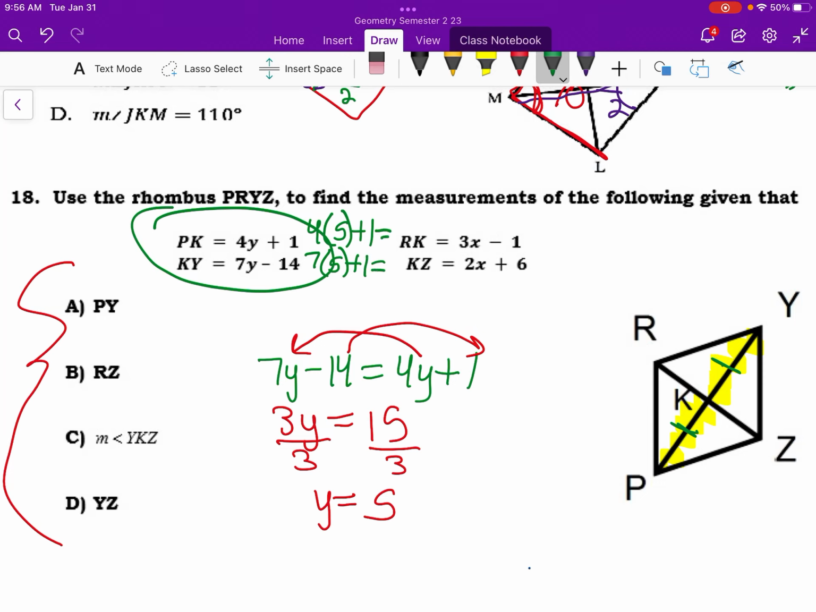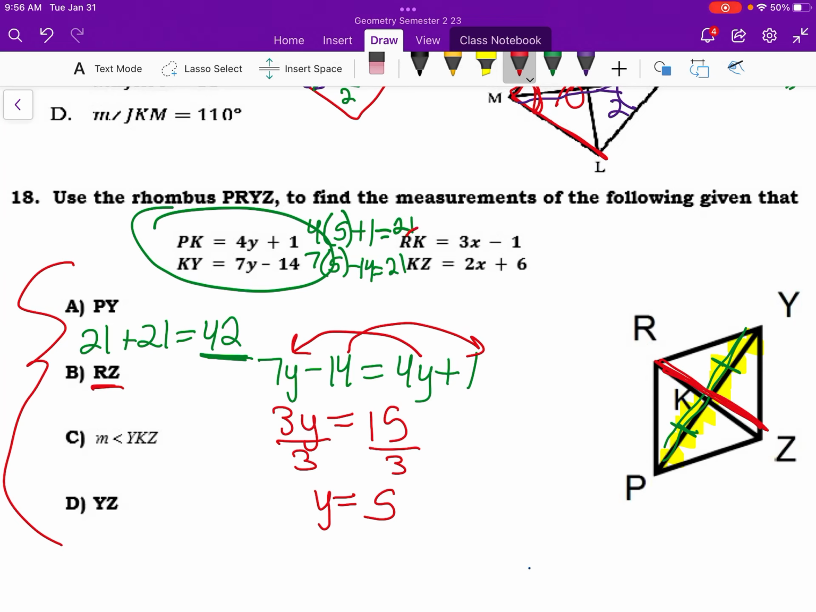So I have 20 plus 1 is 21. 35 minus 14 is also 21. So if I want to find out the whole thing, I have 21 plus 21, which equals 42. So again, please be careful. Look at the shape. What are they asking for? Okay, the next one is asking for this whole diagonal.